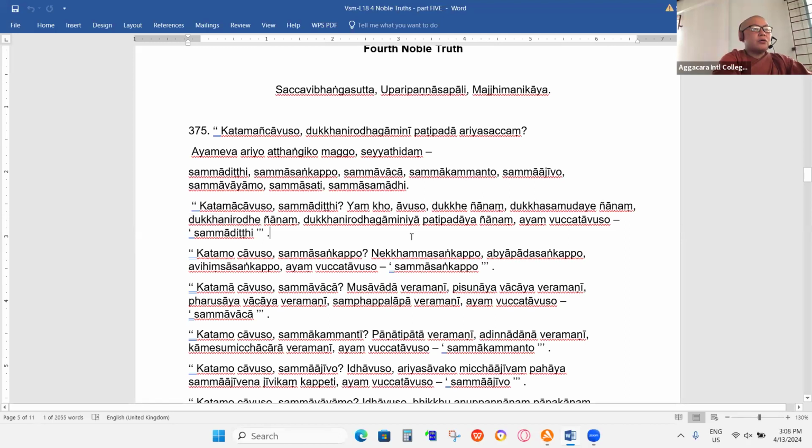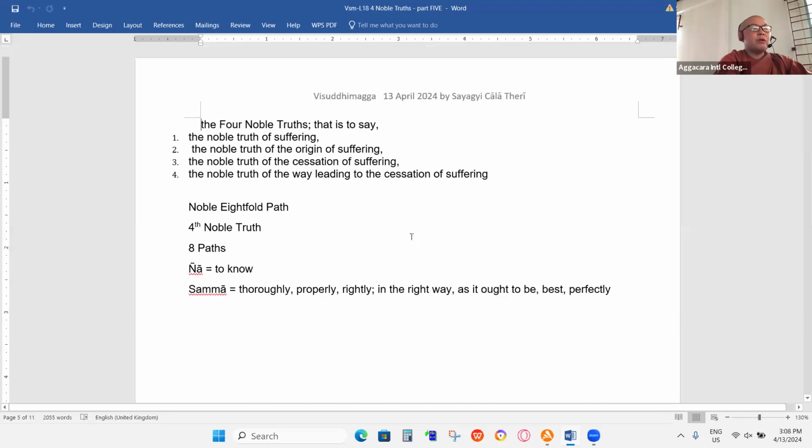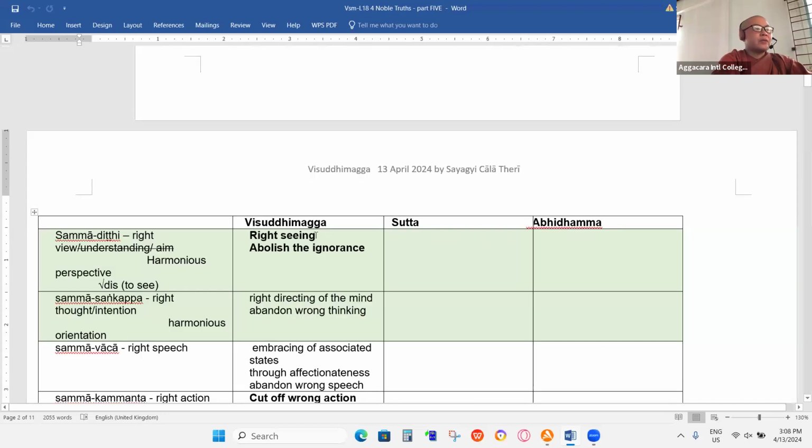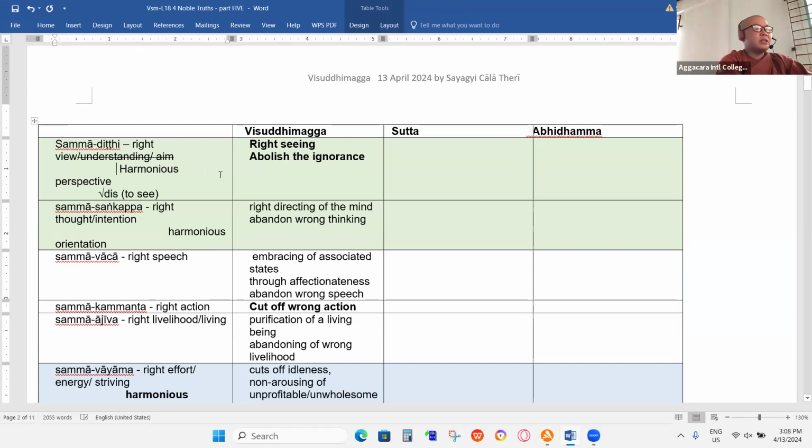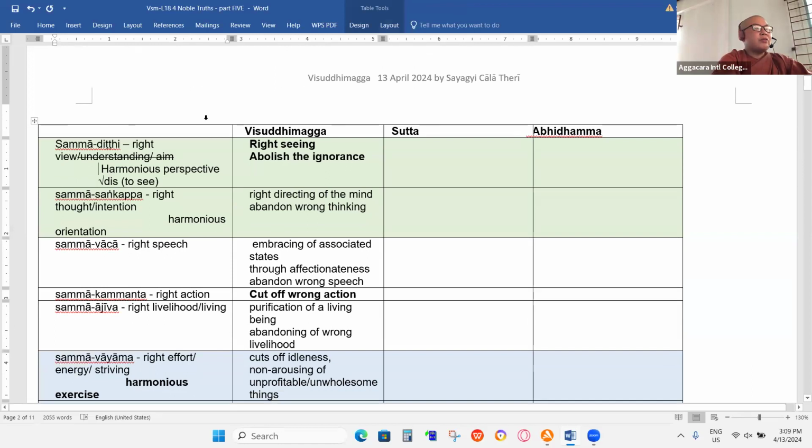All right. Based on this, we remember we are still filling the table. Last week I already filled in the table with the help of you. Samma Ditthi, right view. Another translation is harmonious perspective. I prefer the word right view because the Visuddhimagga also says right seeing. So according to the sutta just now, it is talking about the knowledge in suffering.